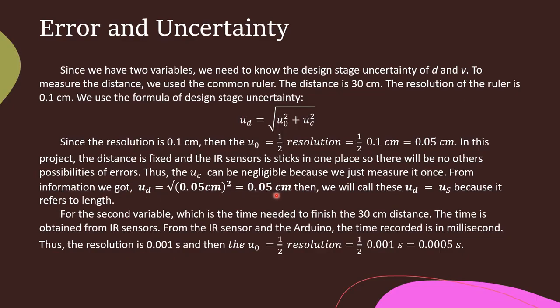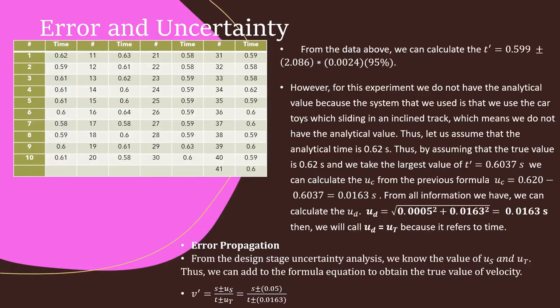Then moving on to the second variable, which is time. From the Arduino itself, the time is calculated in millisecond, and the resolution is 0.001 second, and by the formula, the UO is 0.0005 second.